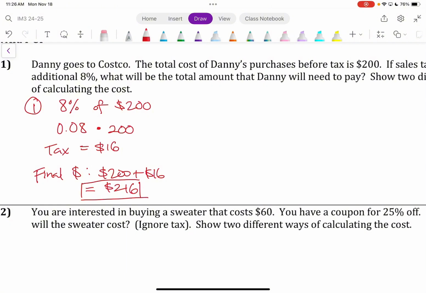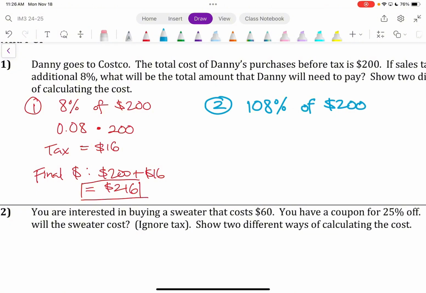Here is the second approach, and the second approach is easy because it's a single step. We know that 100% of 200 is itself, right? 100% of $200 is the original amount, but you're paying extra. You're paying an extra 8%. So in reality, you're not paying 100% of the amount. You're paying a total of 108%. So you're trying to figure out, what is 108% of $200?